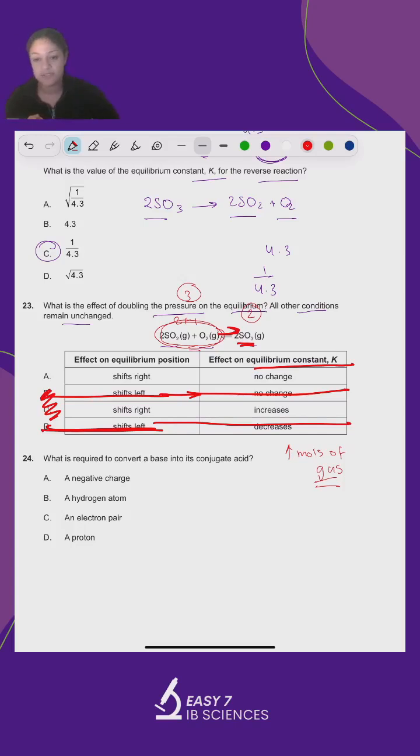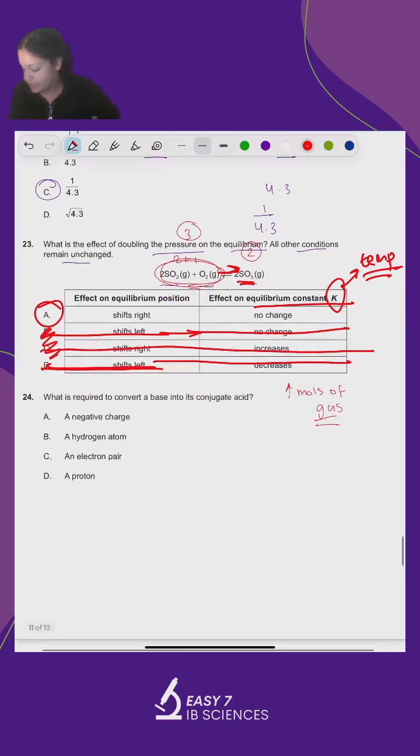My equilibrium constant, no change. The only thing that changes the equilibrium constant, guys, always in any paper, in any exam, is temperature. That is the only thing. If they ask you about anything else changing it, pressure, concentration, catalyst, it does not change the equilibrium constant. Therefore, C is also incorrect, and the correct answer is A.